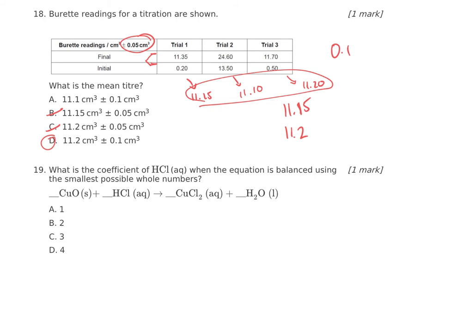Number 19, what is the coefficient of HCl? And the equation is balanced, so... Okay, so there's my equation balanced, 1, 1, 1. So what would be the coefficient of HCl would be 2. So it's B.